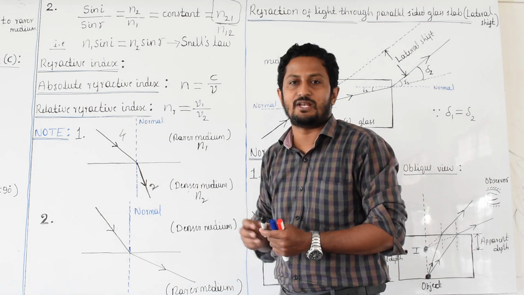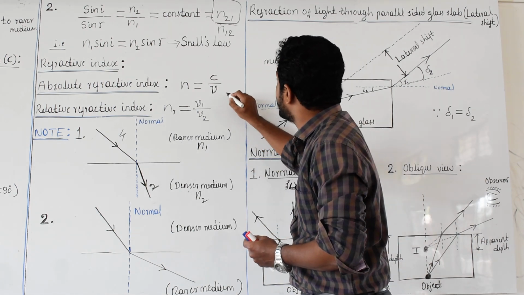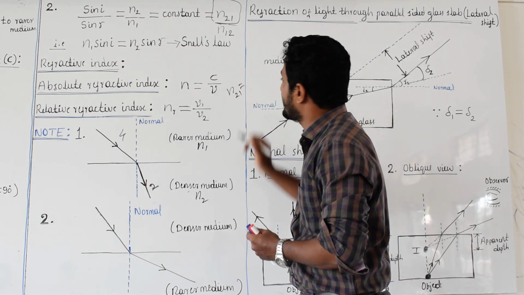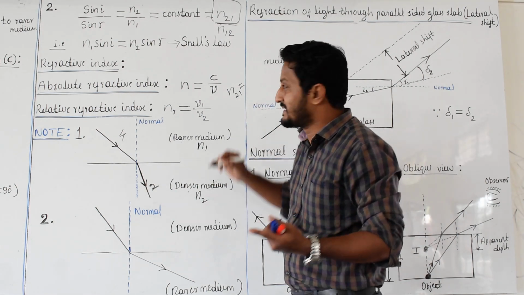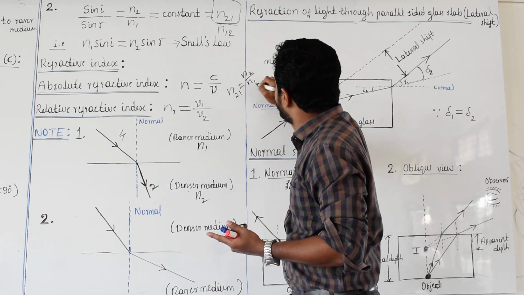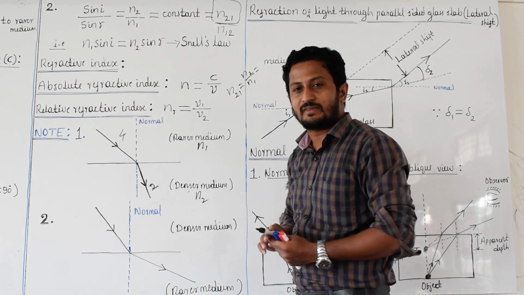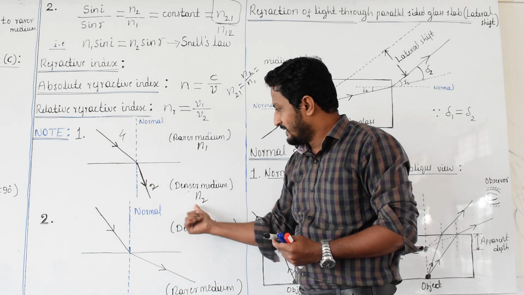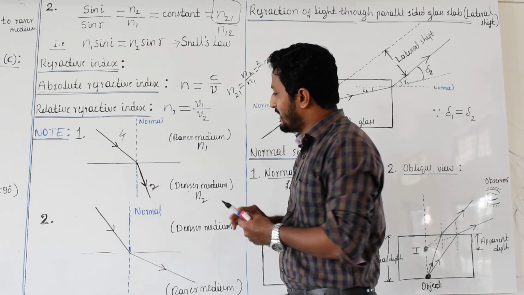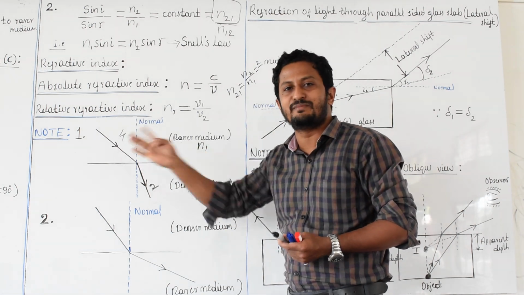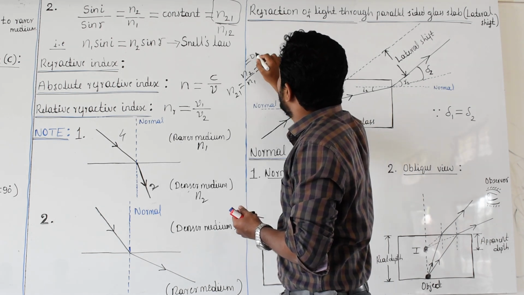They are individual values. Now what about n21? How do you write n21? You can write n21 as n2 by n1. The n2 value, the speed of light in the second medium, is 2, divided by n1, the speed of light in the first medium, which is 4. 2 by 4, how much will you get? You will get 0.5.